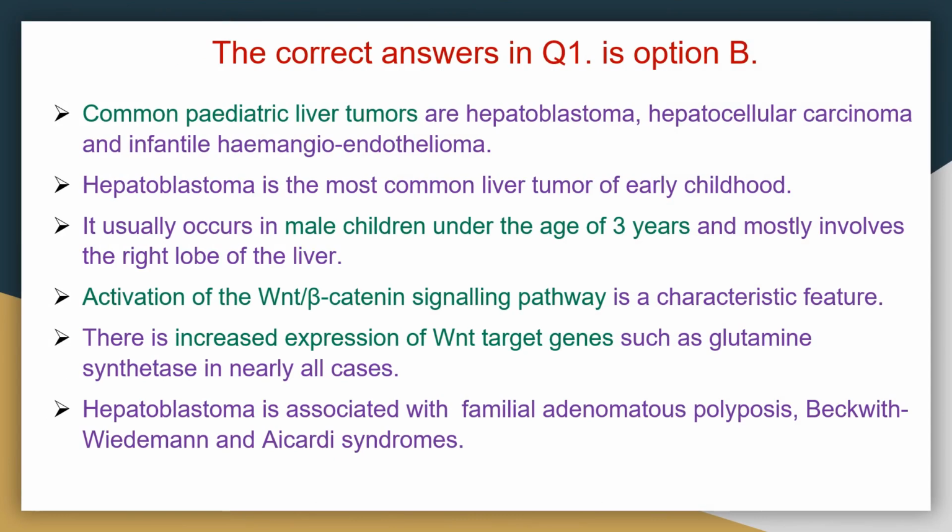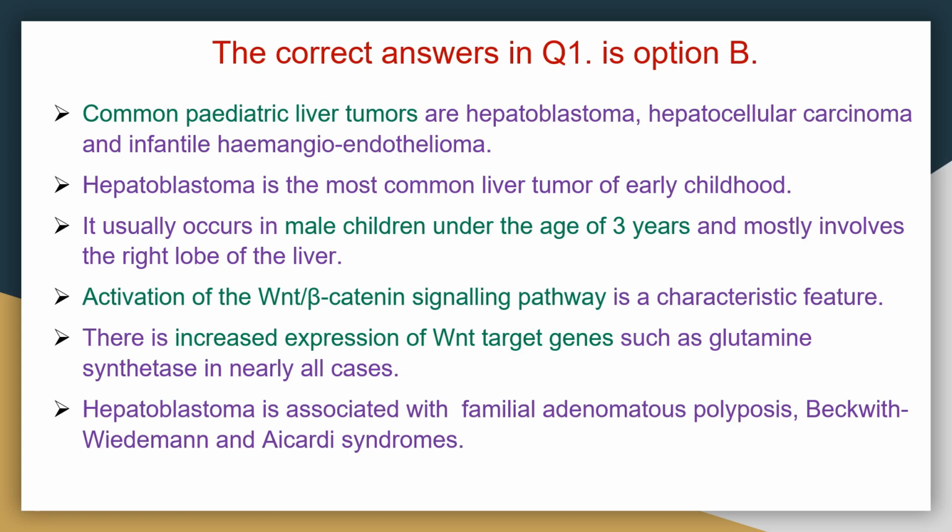Common pediatric liver tumors are hepatoblastoma, hepatocellular carcinoma, and infantile hemangioendothelioma. Hepatoblastoma is the most common liver tumor of early childhood. This rare cancer typically affects children under the age of 3 years. It usually occurs in male children and mostly involves the right lobe of the liver.